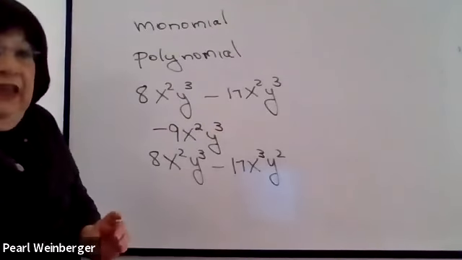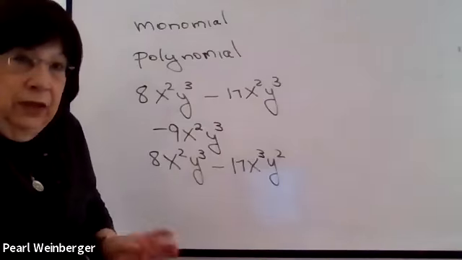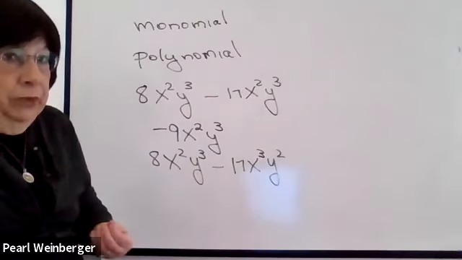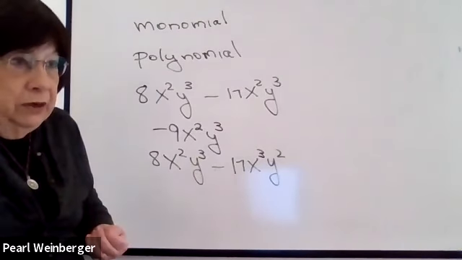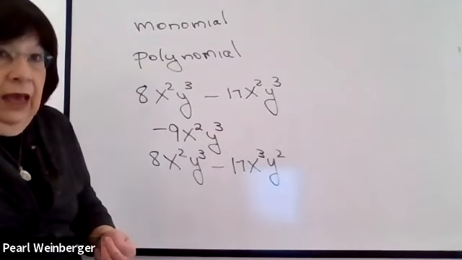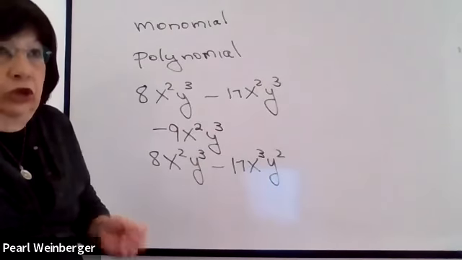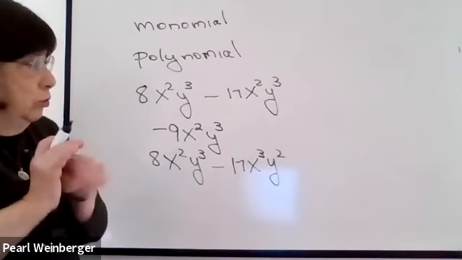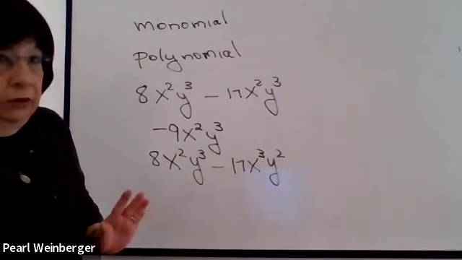So in terms of adding and subtracting polynomials, you look for like terms. In other words, you look for the letter parts that are the same. And then just combine the numbers in front, the coefficients. Don't touch the letter parts at all.